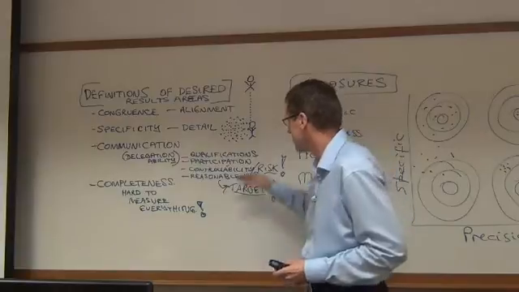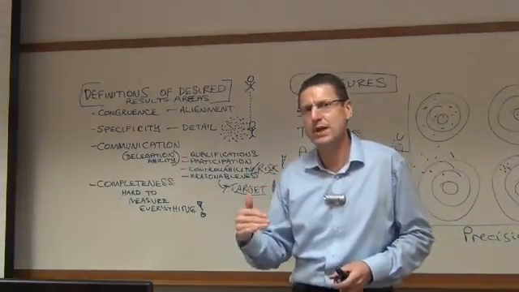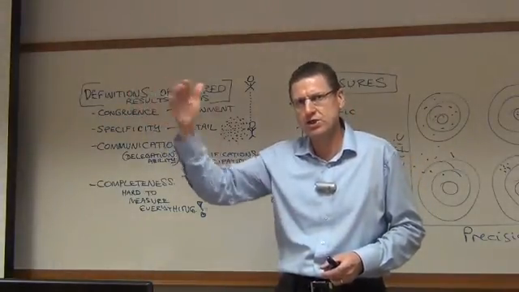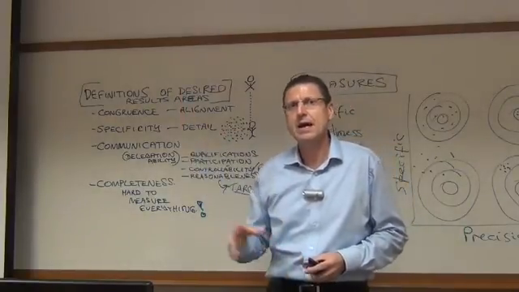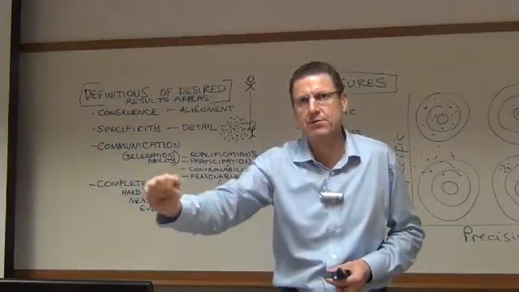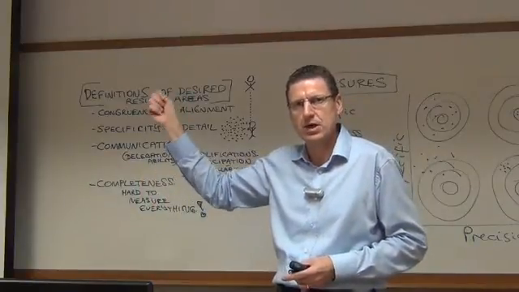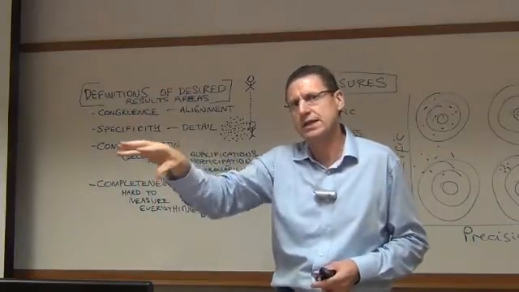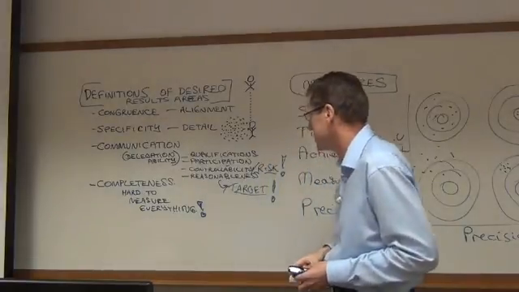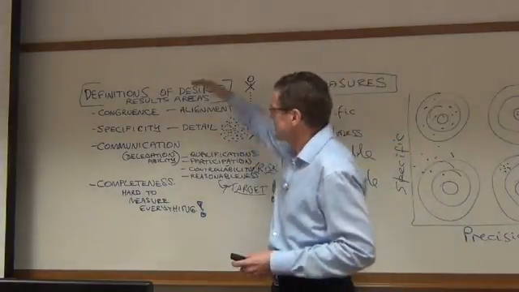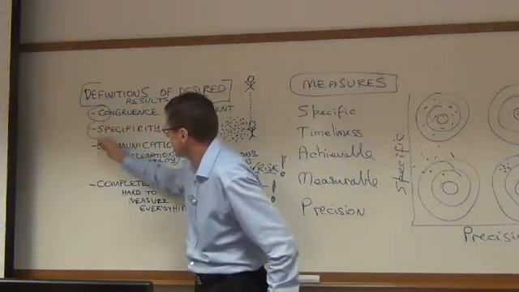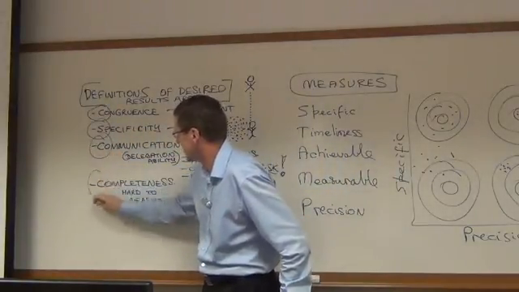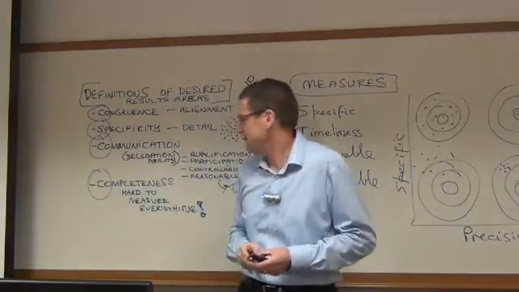And so participation may be much more important higher up in the organisation rather than lower down, because higher up they get access to information on day-to-day operations that the CEO and other senior managers do not get access to. So having determined the definitions of desired results control, congruence, specificity, communication and completeness, there are many dimensions there.